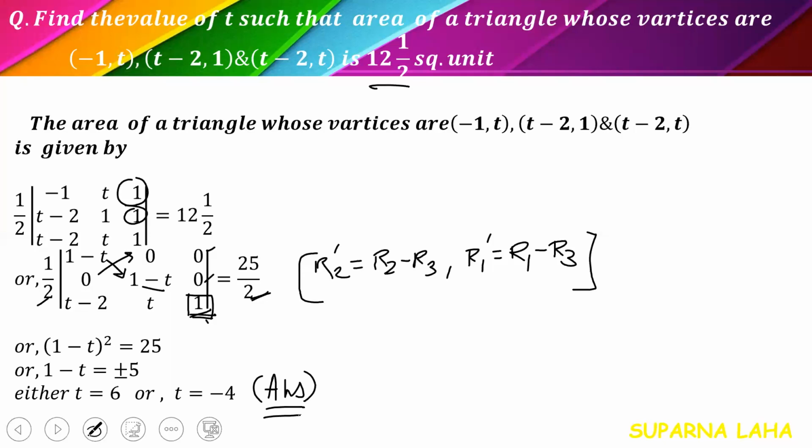This type of problems on area and collinearity, and finding the equation of the line joining two points A and B, are very easy. You will find simple questions from it, and not too difficult ones. They are a very easy portion of the determinant part.